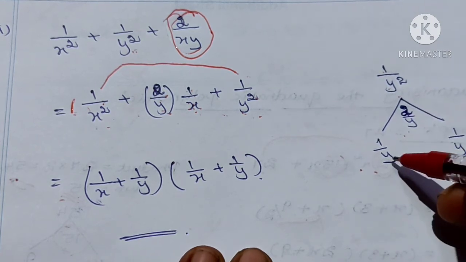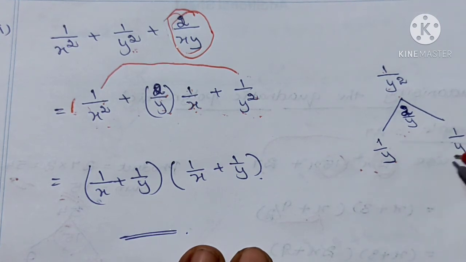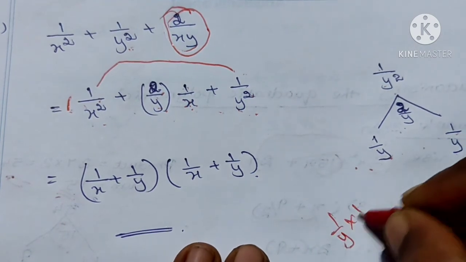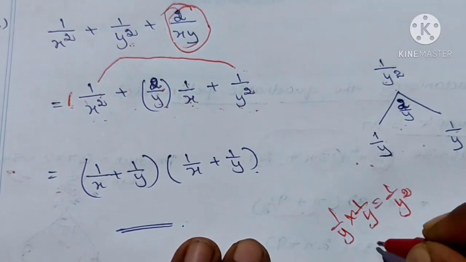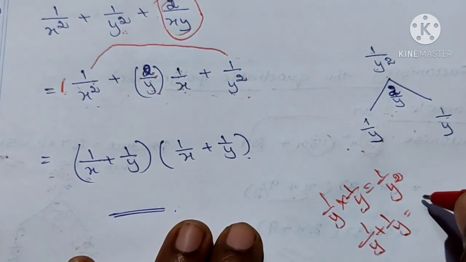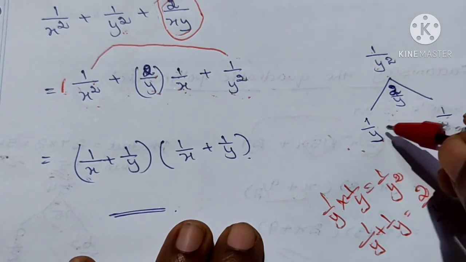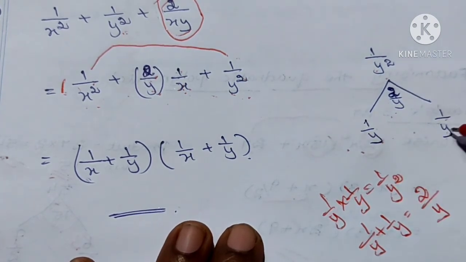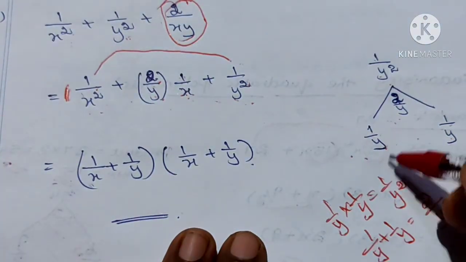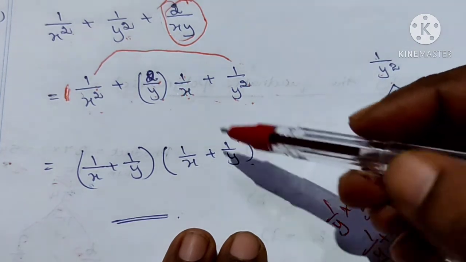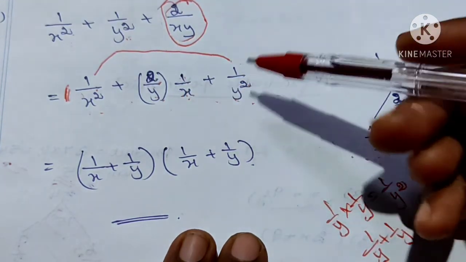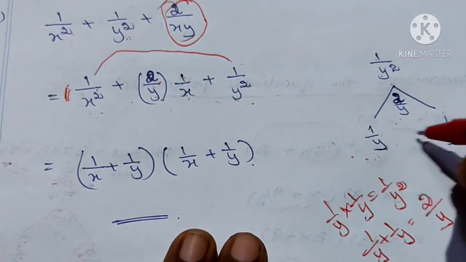So the possible numbers are 1 by y and 1 by y. You find the product of these two numbers: 1 by y into 1 by y is 1 by y square. And the addition: 1 by y plus 1 by y, the denominators are equal, so we add the numerators. So 2 by y. So the possibility is 1 by y and 1 by y. But the coefficient of 1 by x square is 1 only. So the straight answer is we use this 1 by x term, because the quadratic polynomial coefficient is 1 by x. So we use this 1 by x and this number.